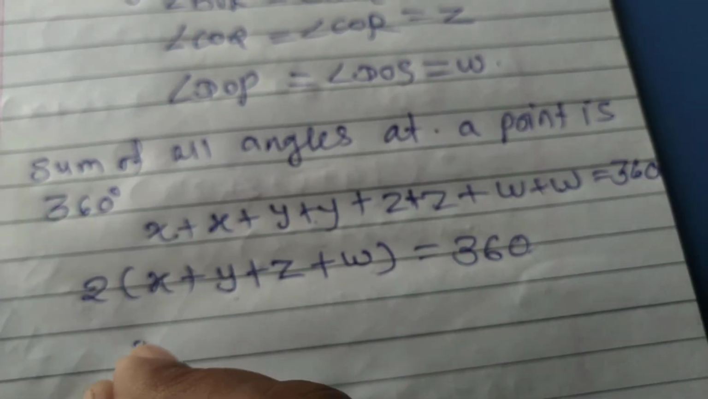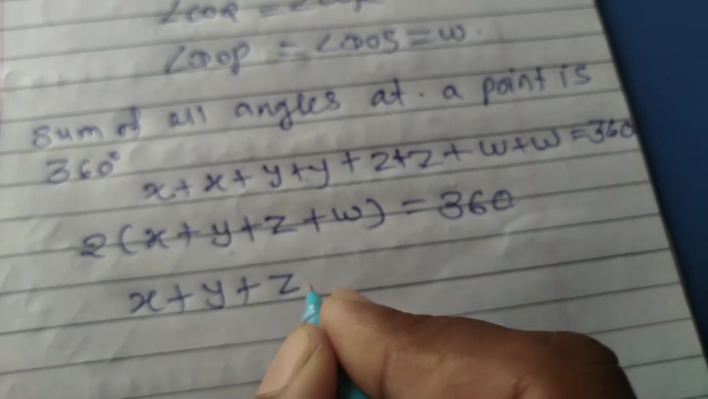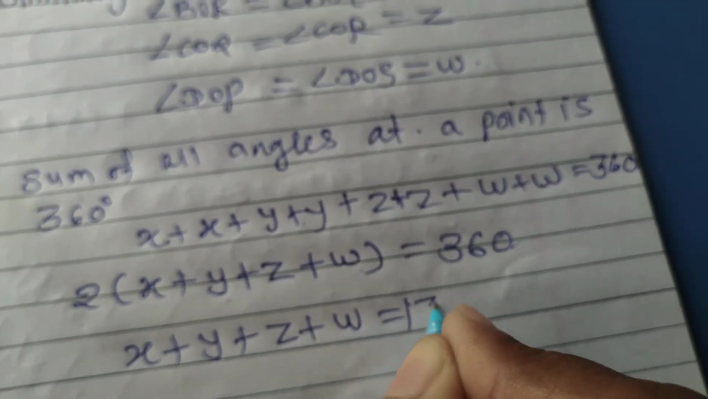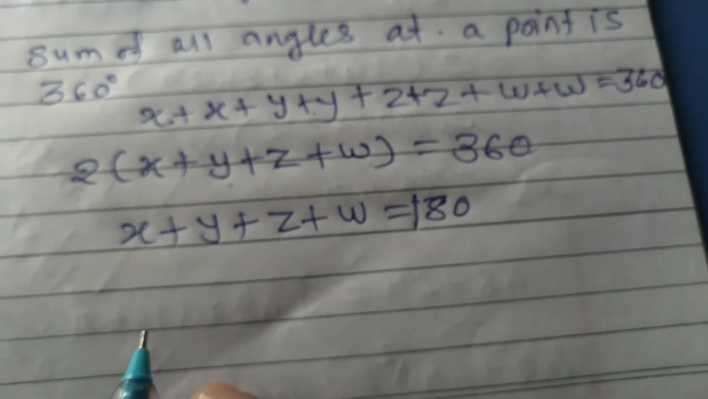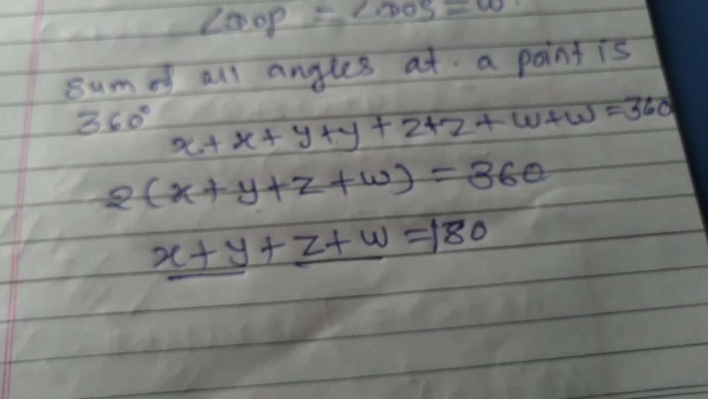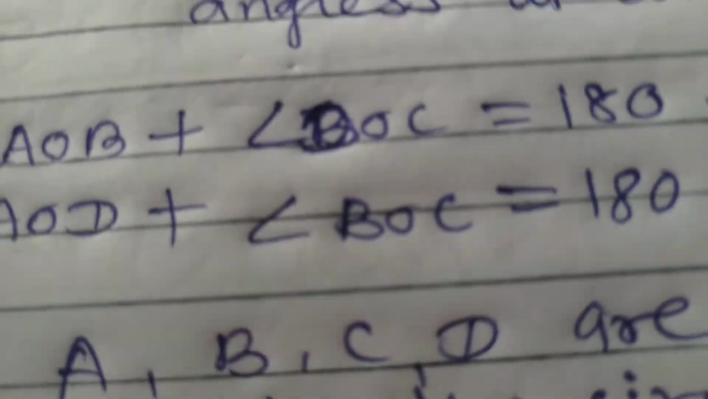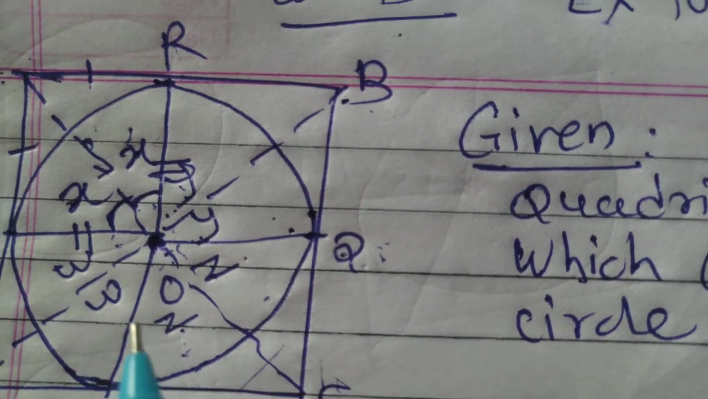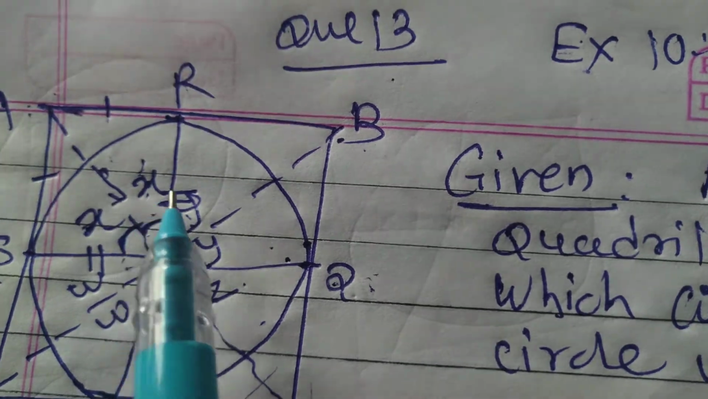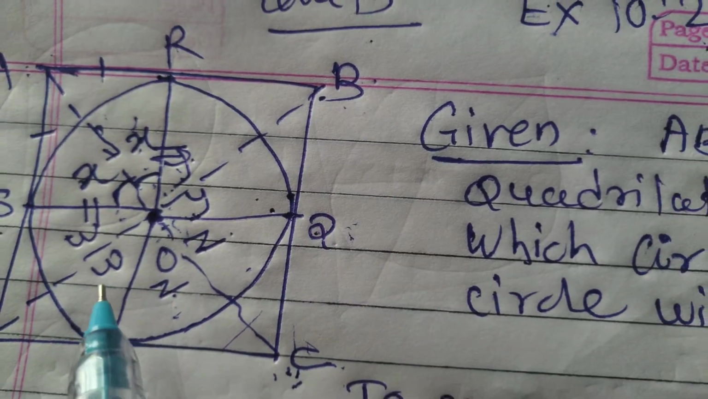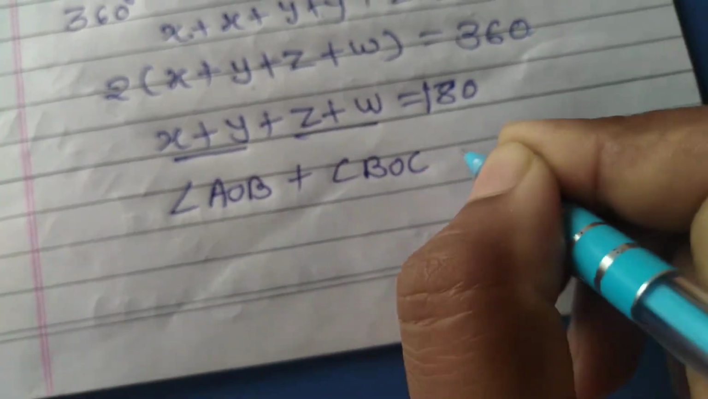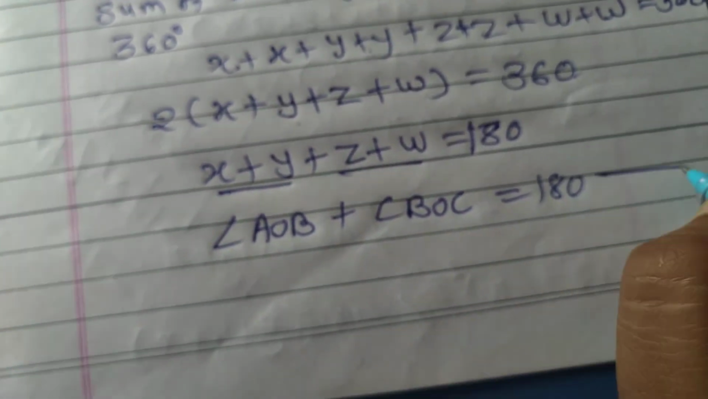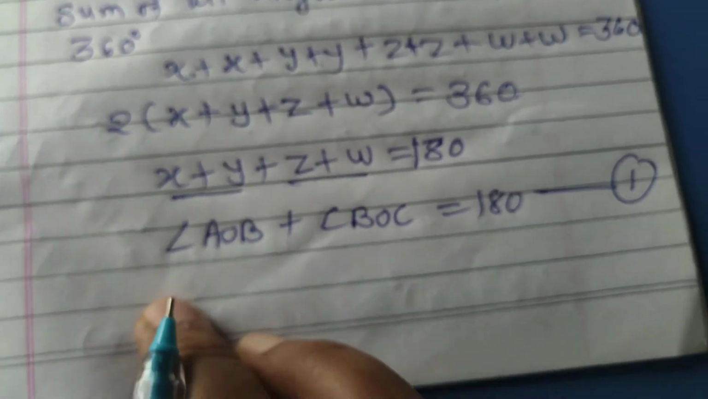Divide by 2, you will get x plus y plus z plus w equals 180. Now if we make the pair of x plus y and w plus z, then from the figure, x plus y means angle AOB, and w plus z means angle DOC. Means angle AOB plus angle DOC equals 180, means both the angles are supplementary. First one we have proved.